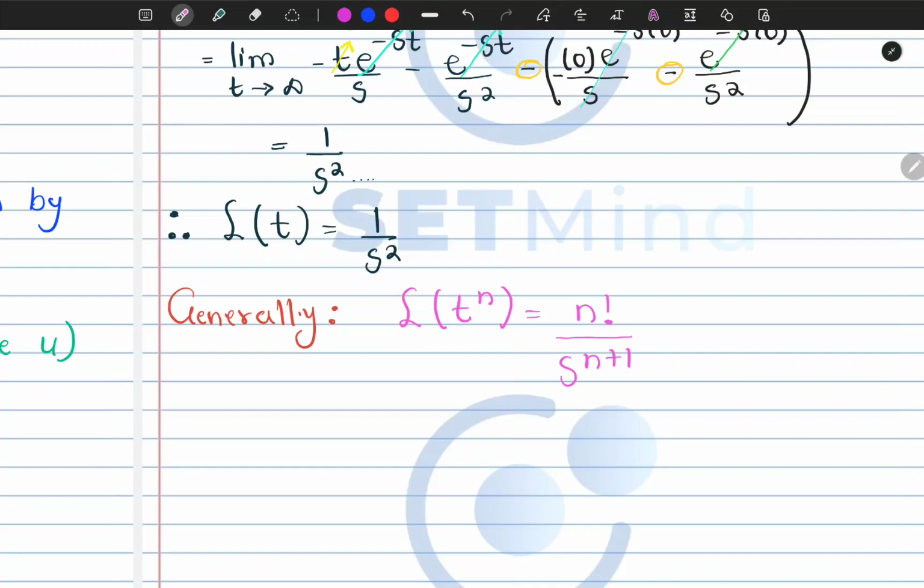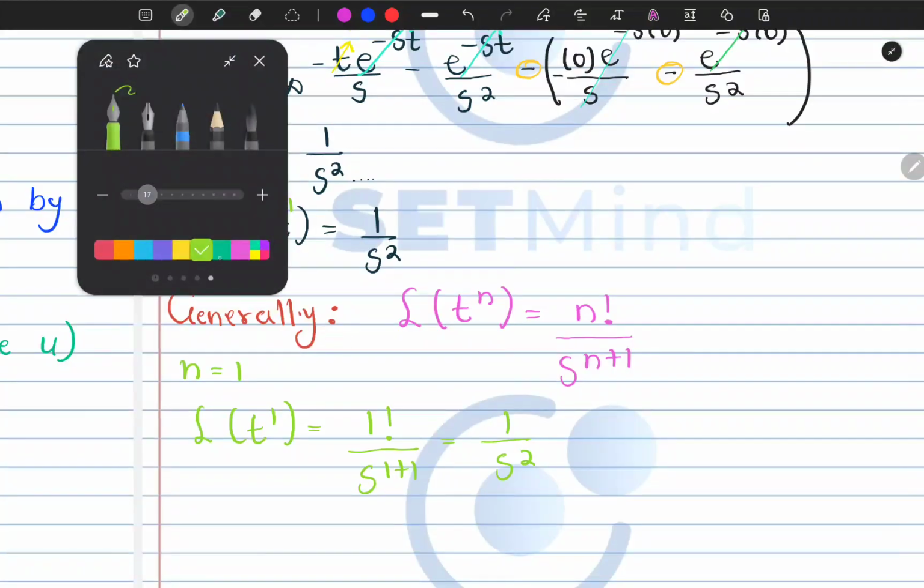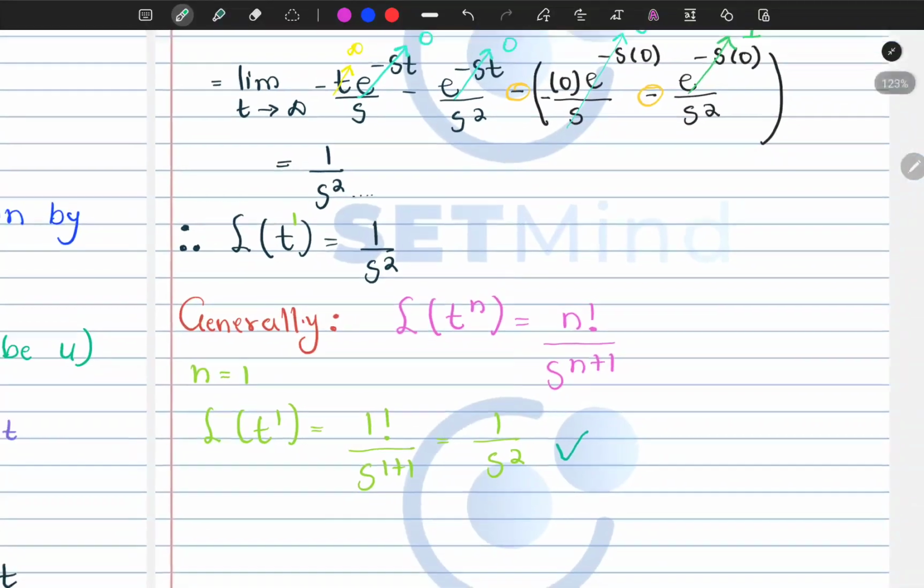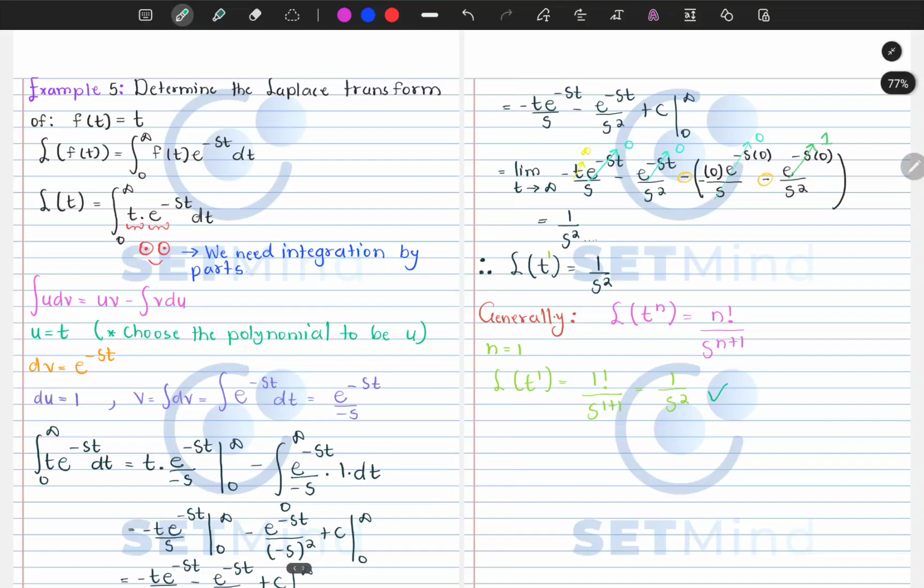This is what happens. In our case, we had n is 1, because that was the power of t. So when we take the Laplace transform of t to the 1, the answer becomes 1 factorial, which is 1, divided by s to the 1 plus 1, which, as you can see, gave us 1 over s squared. So this formula works. And that concludes example number 5.